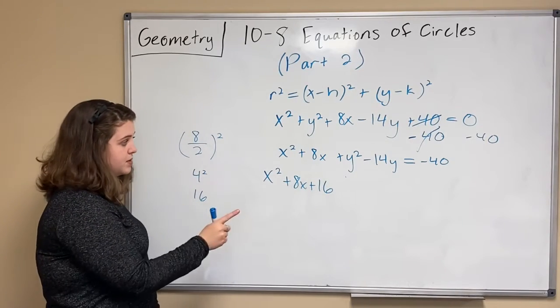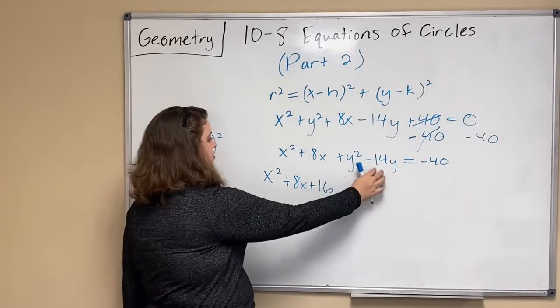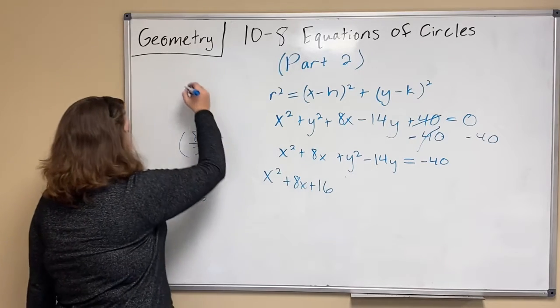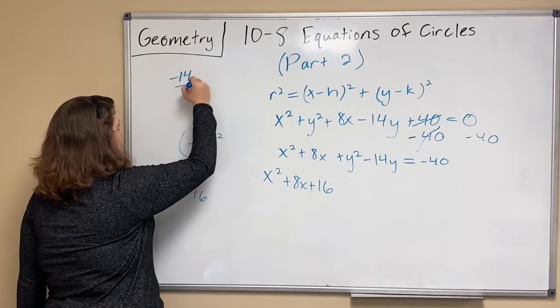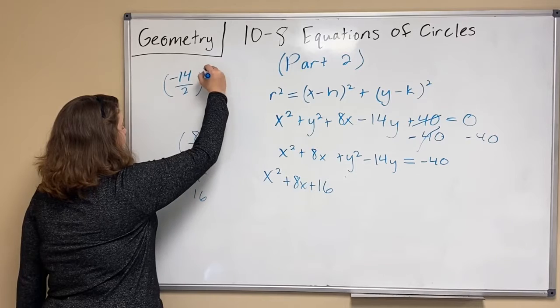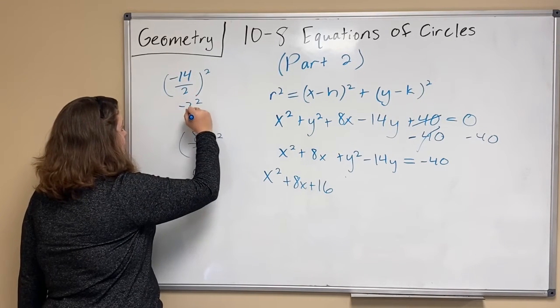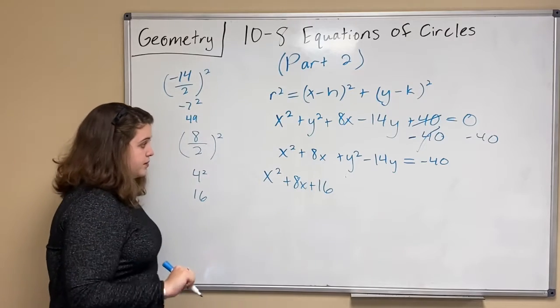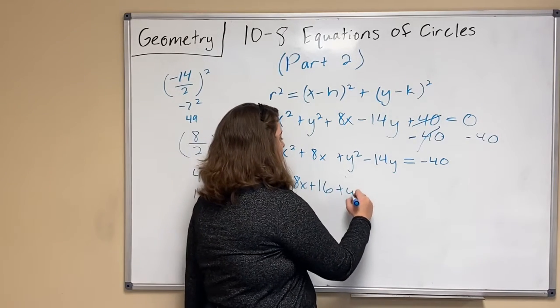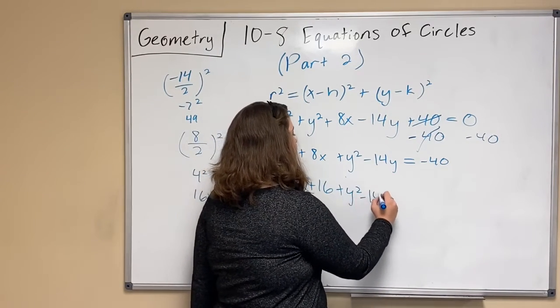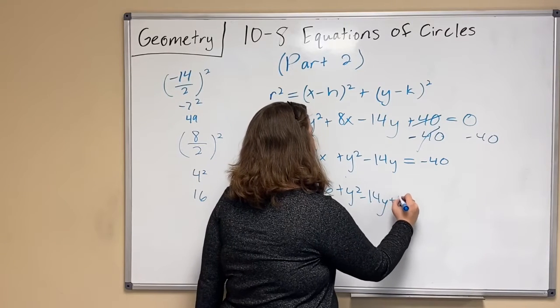I'm going to do the same thing with the y. I have minus 14 here. So I'm going to go minus 14 divided by 2 squared. I'm going to get negative 7 squared, which is just 49. So I'm going to get plus y squared minus 14y plus 49.